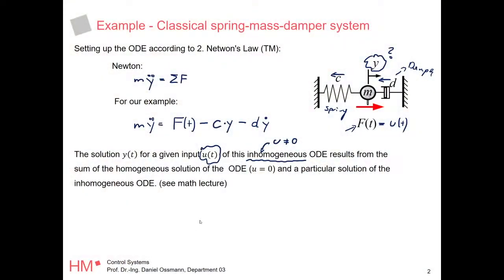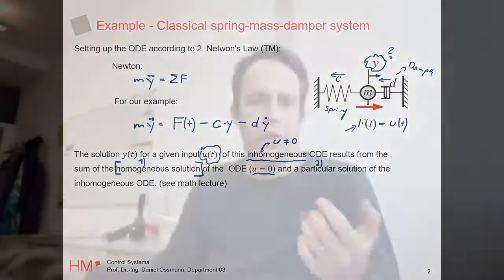Okay, but how do we get there? How do we solve inhomogeneous ODEs? Well, we first solve for the homogeneous solution of the ODE. So we set our input to 0. This now gives you the system response, how the system would react without any input. But as we have an input, we have to do this first. And secondly, we're going to look for the particular solution, where we consider the inhomogeneous part. So we consider the input.